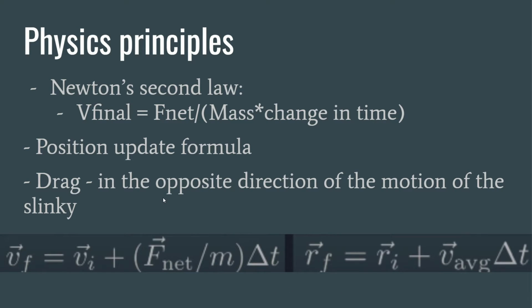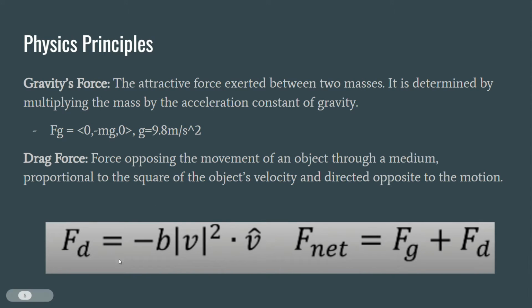And then generally, we have the principle of drag, right? That's acting in the opposite direction of the motion of the slinky. And I have that more on the next page here, right? So we have Ft, this is the drag force, right? Ft equals minus b, absolute value of v squared times v hat. That's the value of drag.